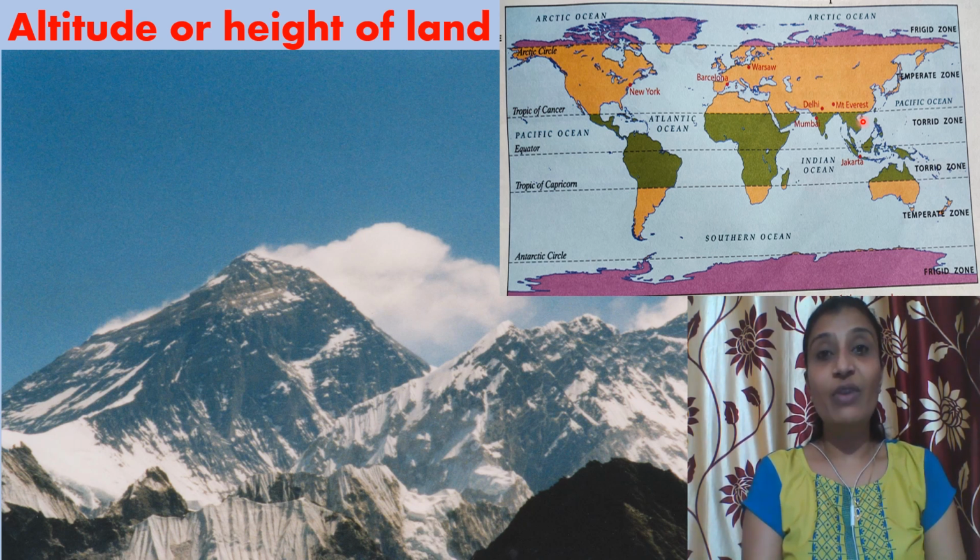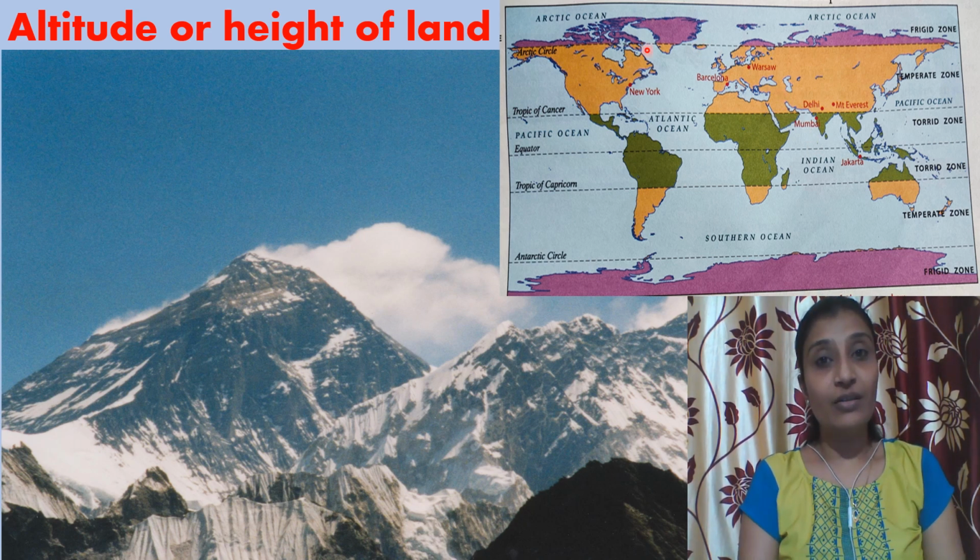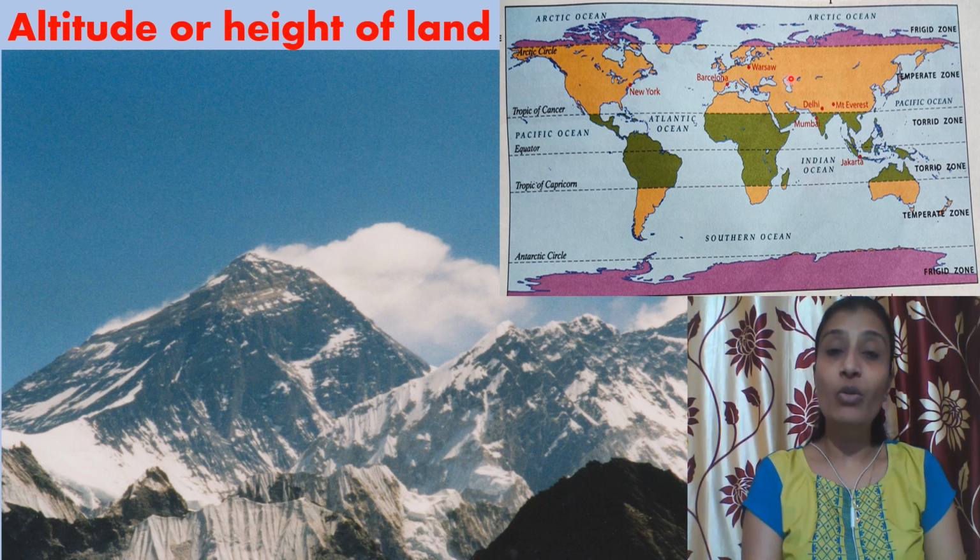Mount Everest is very close to the equator, but it has snow throughout the year. So if the place is near to the equator, but it is on a mountain or a hill, then it will have a cold climate. It depends on the altitude, or we call it height.